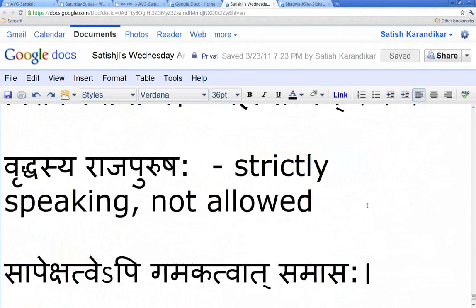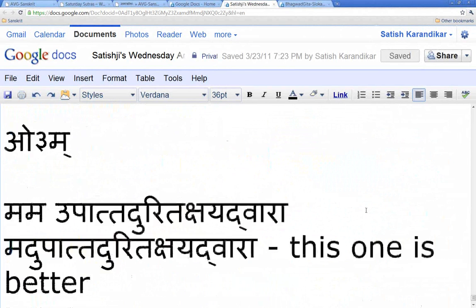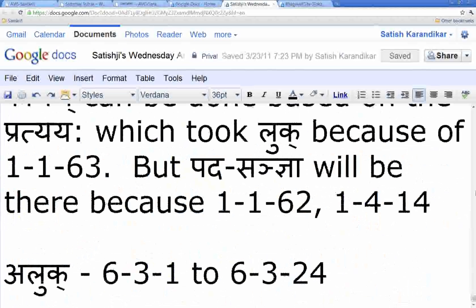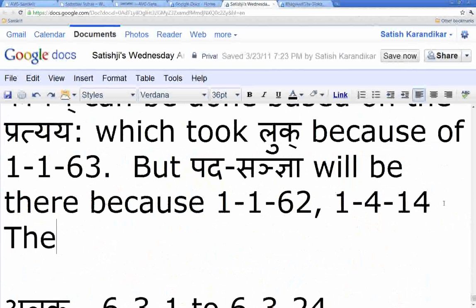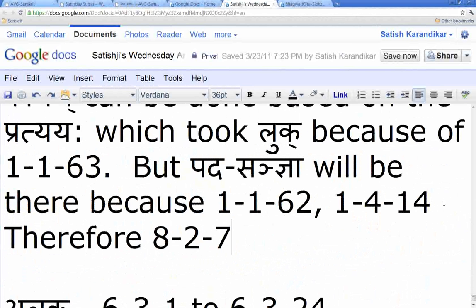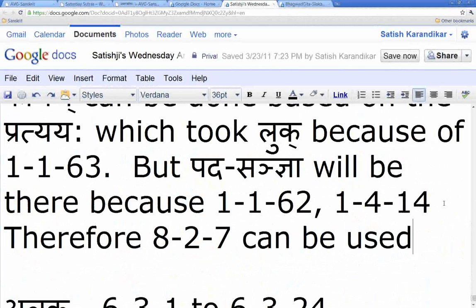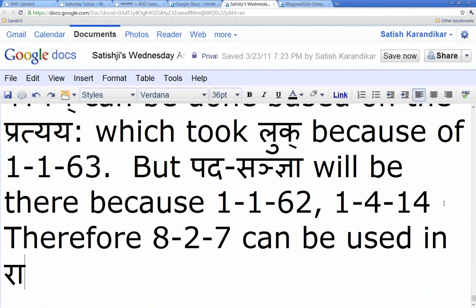So let me just put this here. In Raja Purusha, we can use 827. We can use 827 in Raja Purusha. So we get, because the Nakara will take lopa. We could not do that unless Rajan has the Padasanya Purusha. Okay, this compound. All right, so that was that on that first page.